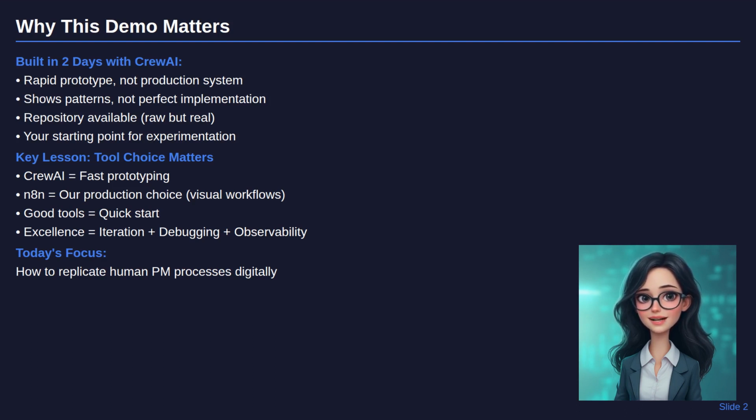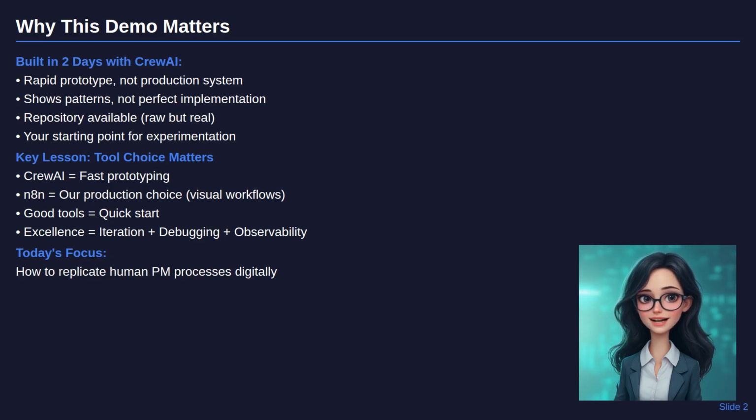The key lesson here is that tool choice matters enormously. CrewEye gave us fast prototyping capabilities. We went from idea to working demo in 48 hours. For production, we use Natin because it provides visual workflows that non-technical team members can understand and modify. The pattern is, use good tools to get quick starts, but achieve excellence through iteration, debugging, and especially observability.